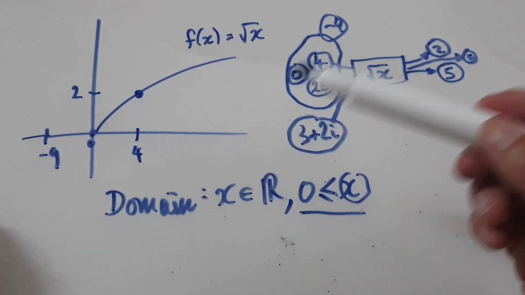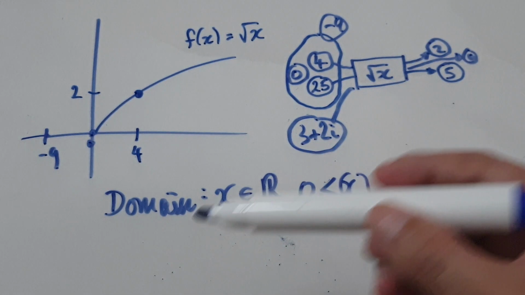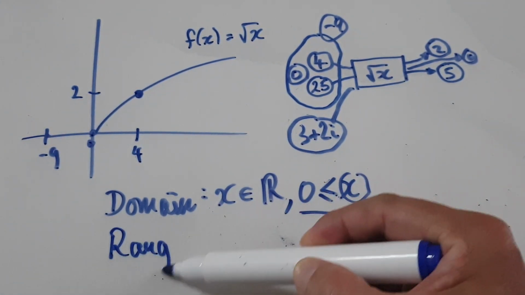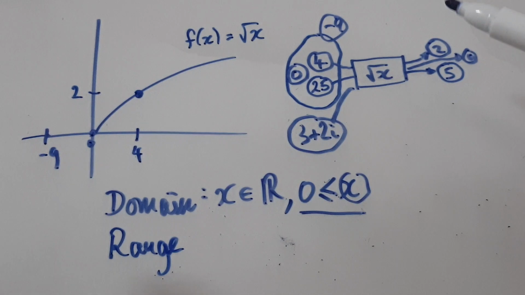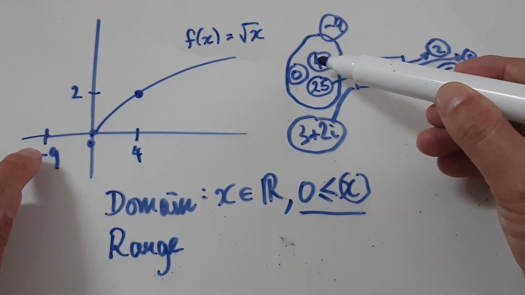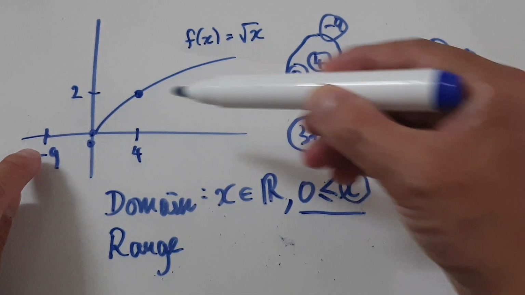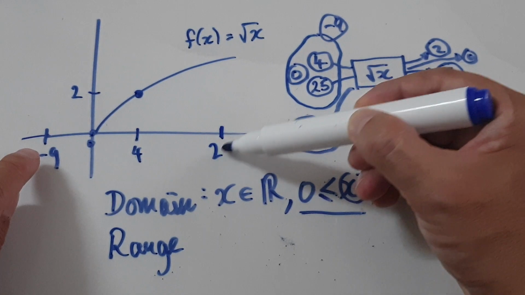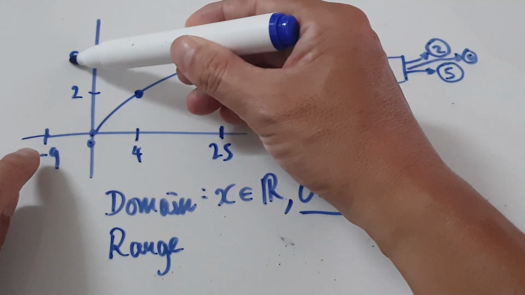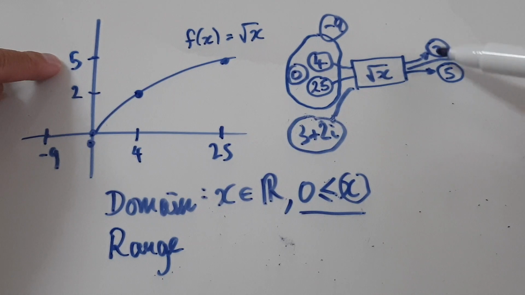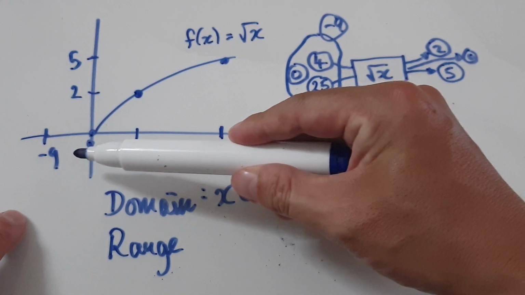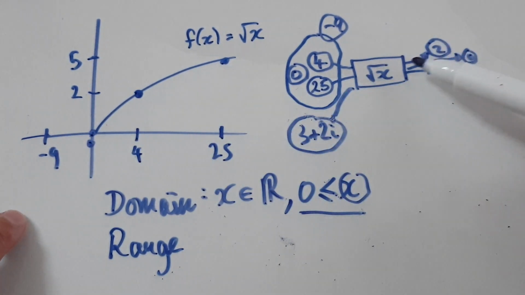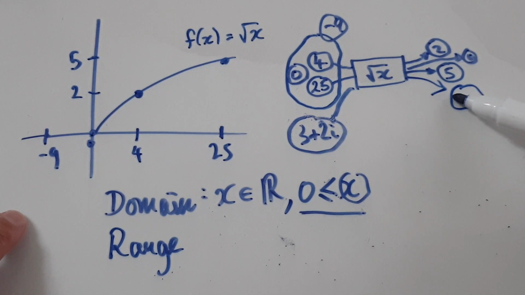So that's your domain. Now range. If you look at the numbers it spits out, it can spit out the number 0, the square root of 4 is 2, the square root of 25 is 5. Let's imagine this is 25 here. It spits out 5. You see, the numbers that the machine spits out will never be negative. Look at the graph; it will never be a negative number. This machine will never spit out a negative number like -3.